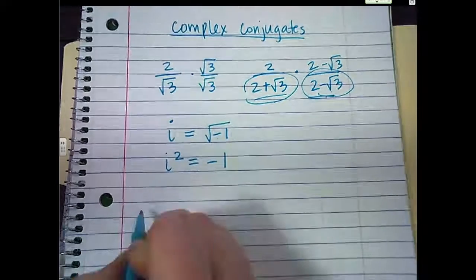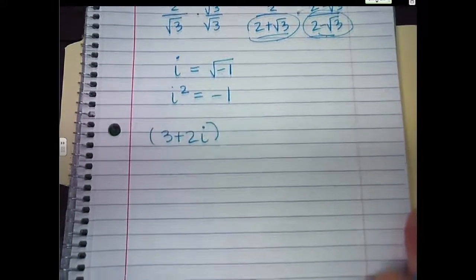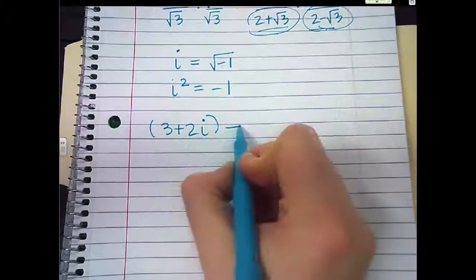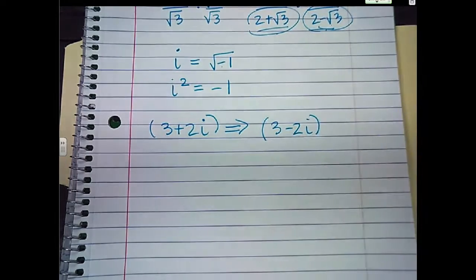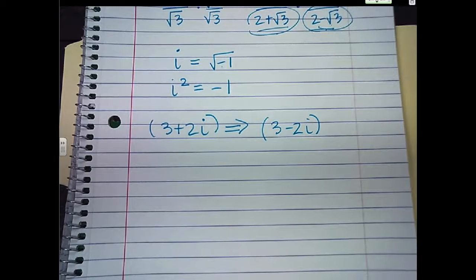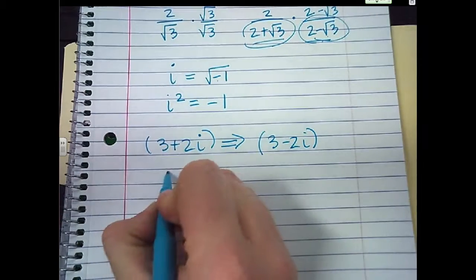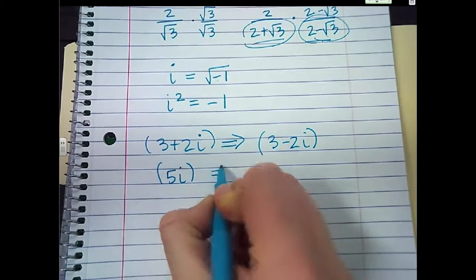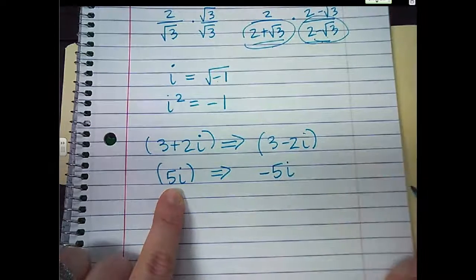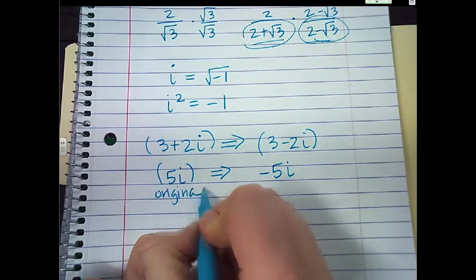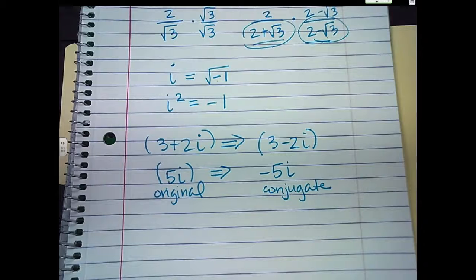Gotcha. Okay, so let's just start with this. If I give you 3 plus 2i, what do you think the conjugate of that would be? 3 minus 2i, that's it. Now, when we did a square root, like the square root of 3, I didn't change the sign there. But if I do something like 5i, you do have to change the sign. The conjugate would be -5i. So here's the original, here's the conjugate. So you have to change the sign on any of them.